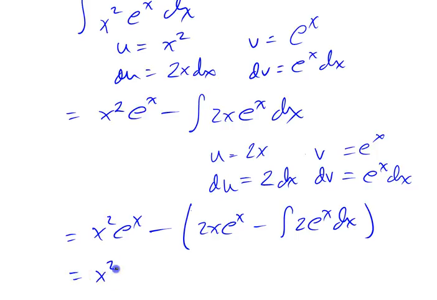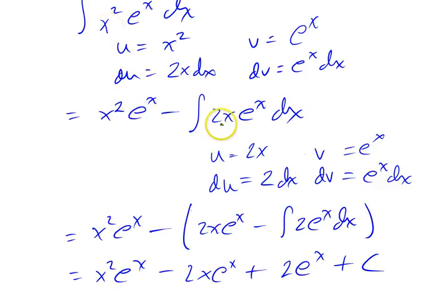So I've got x squared e to the x. I'm going to distribute the minus sign in at the same time. So minus 2x e to the x plus, and the integral of this thing is just 2 e to the x plus a constant. That one took 2 integration by parts, but I started with a quadratic, got to a linear, and then got to it with just a constant. Okay. We'll do some more in the next video.